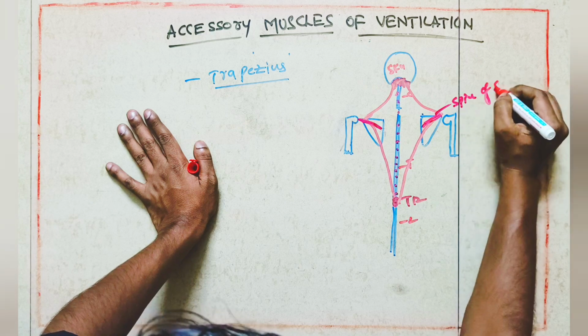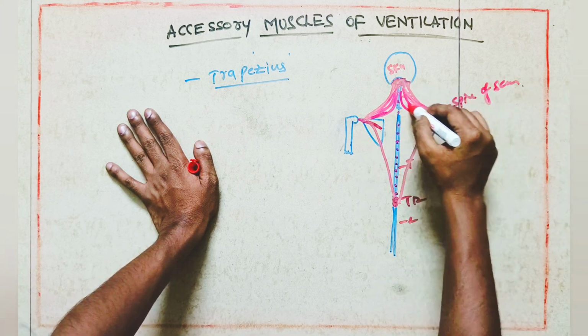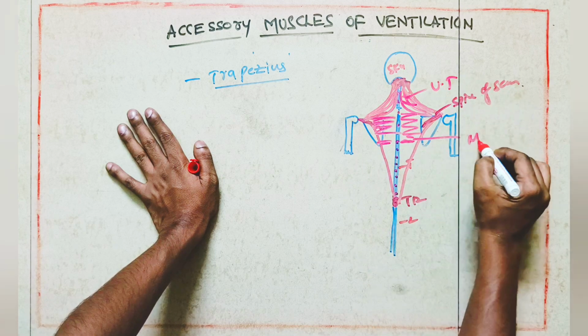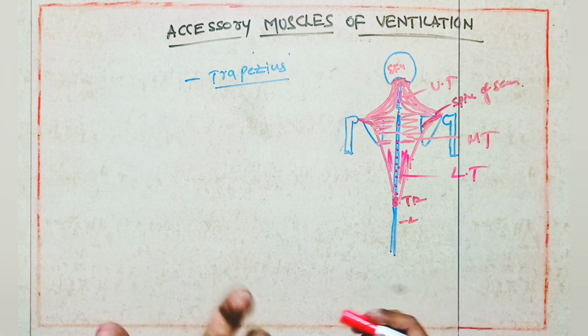The upper portion of the trapezius is called the upper trapezius. The middle portion of the trapezius is called the middle trapezius, and the lower portion is called the lower trapezius. Now, what is the function here?